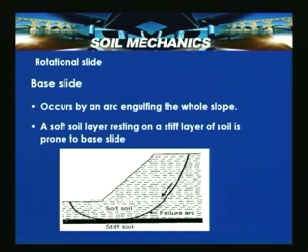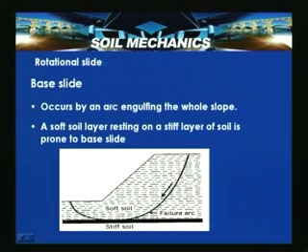Base slide occurs by an arc engulfing the whole slope, and this can occur when there is a soft soil layer resting on a stiff layer of soil, or suppose you have a soft foundation soil and then you construct an embankment with a strong or stiff soil or a good quality material. In such a situation, we can have an embankment resting on soft foundations. A classical base failure can take place.